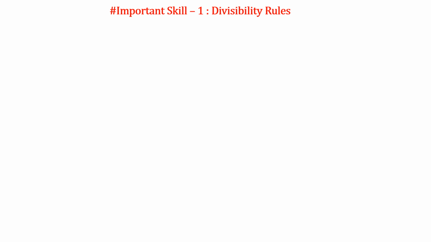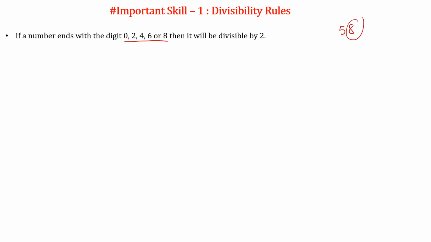Yeah. So let's start with the divisibility test for 2. When is a number divisible by 2? If it ends with these digits. For example, 58 ends with 8, so it is divisible by 2.